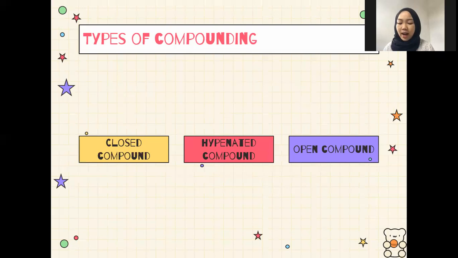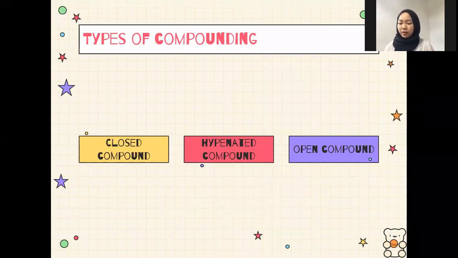The second is the hyphenated compound. A hyphenated compound is a combination of two words, but there is a hyphen in between the words. For example, mother-in-law: mother plus in plus law is mother-in-law. And 40 plus 2 to be 42.